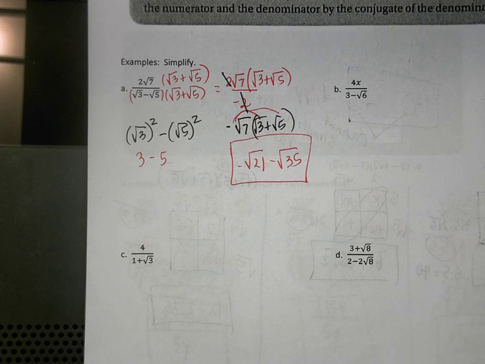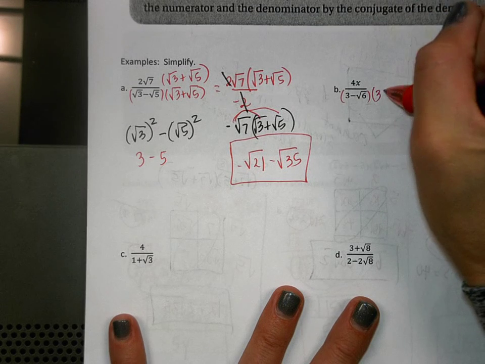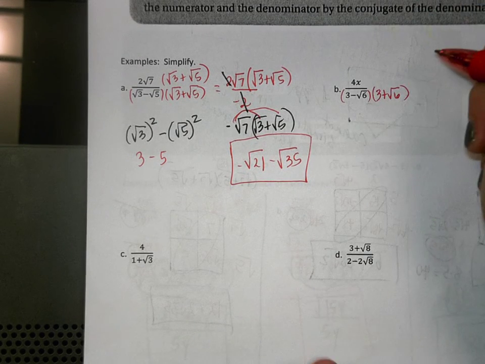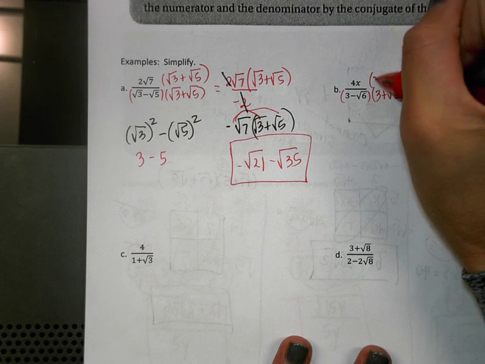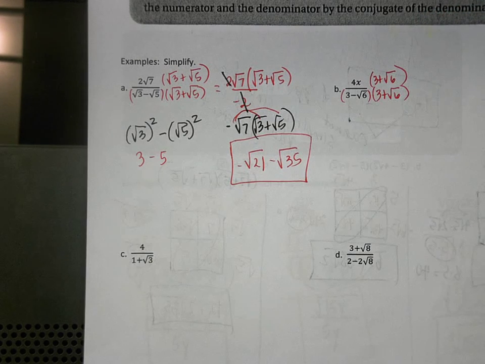So B, same thing. We need to get rid of the root in the denominator. And so in order to do that, we have to multiply by the conjugate. And in this case, the conjugate would be what? Good, 3 plus root 6. And whatever I do at the bottom, I also have to do to the top. And so when we multiply the bottom here first, we end up writing that as what?